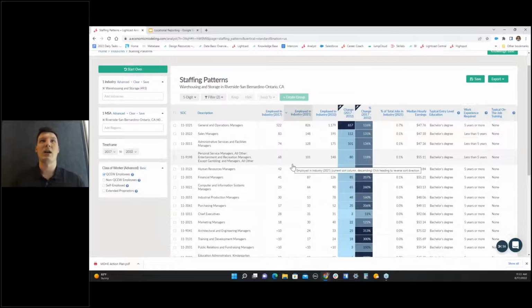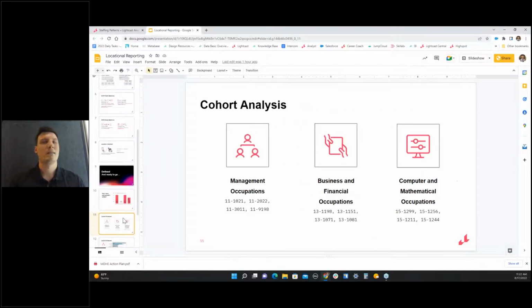Now we're finding all of our SOC codes starting with 11, starting with this one group that we can build off of. I'm all about visualizations, so I have a visualization of how you can break these out. Management occupations, all starting with 11. These are the SOC codes below. Business and financial occupations, all starting with 13. And then computer and mathematical occupations, all starting with 15.